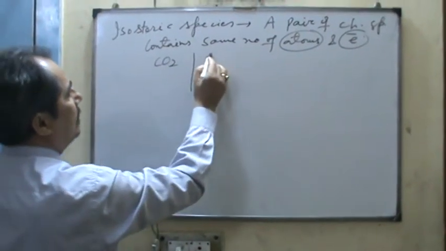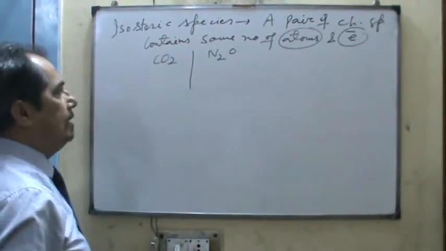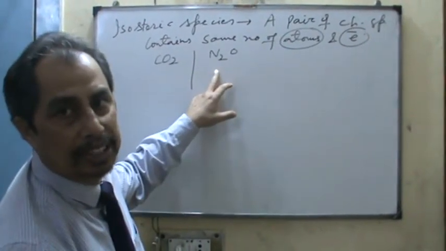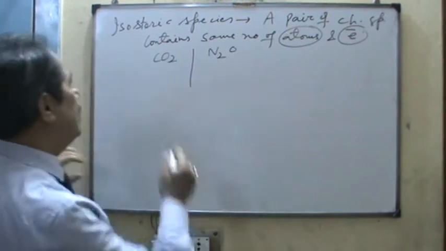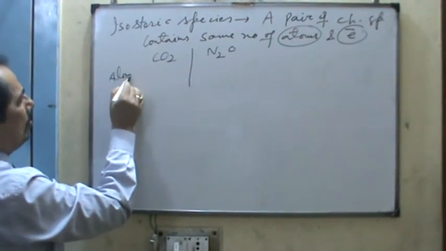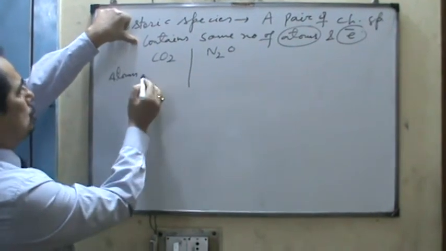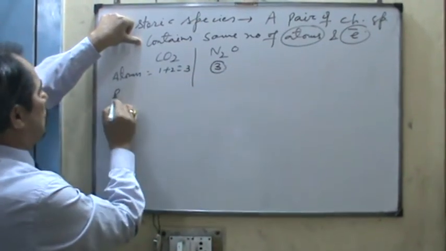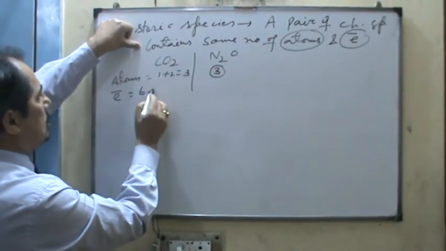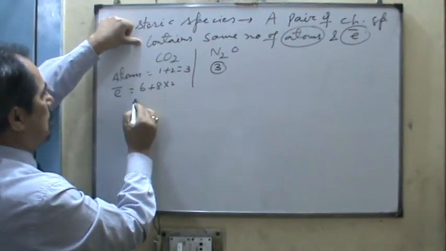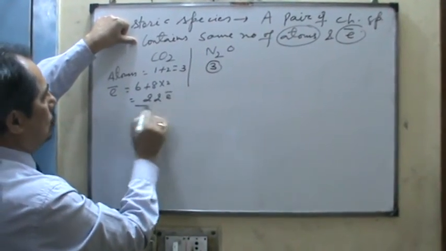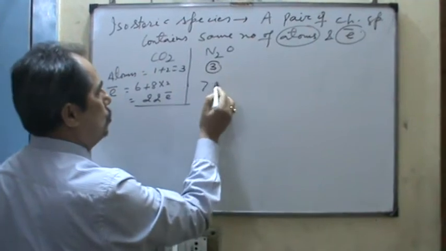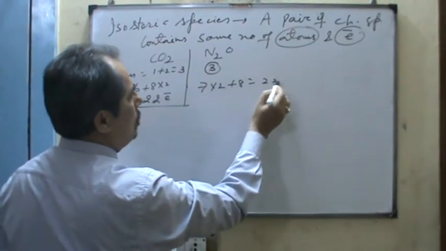For example, I give you CO2 and N2O, carbon dioxide and nitrous oxide. Remember, in the law of multiple proportions, I gave you the oxides, so this is one of the oxides of nitrogen. My dear students, here how many atoms are there? 1 plus 2, 1 plus 2, how many atoms? 3, and here it is 3. But how many electrons are there? Carbon atomic number 6 plus 8 into 2, 16 plus 6, 22 electrons. So it is supposed to be the same this side also, right? 7 into 2 plus 8, 22 electrons.